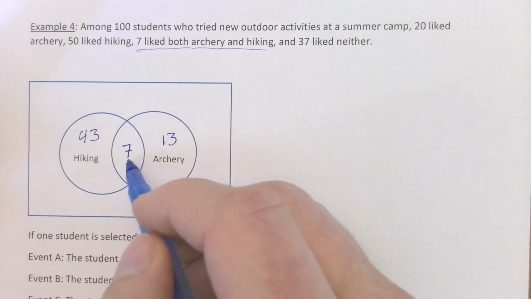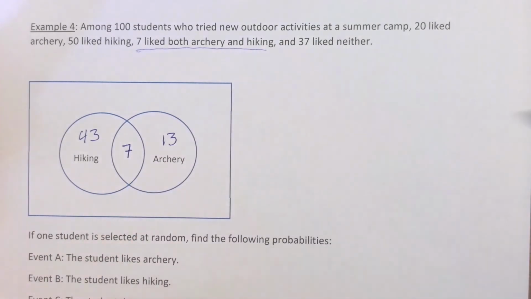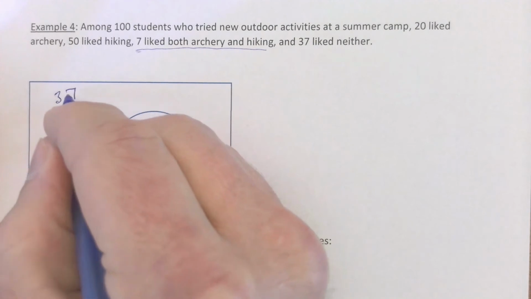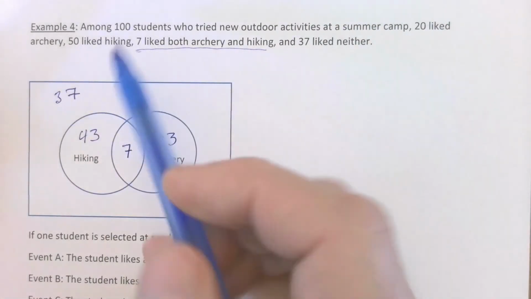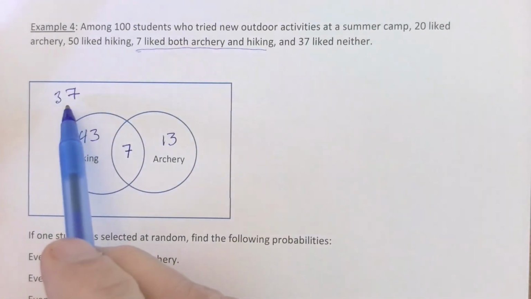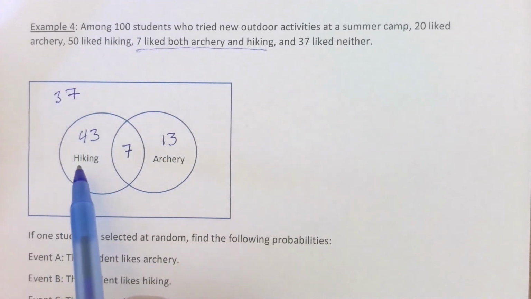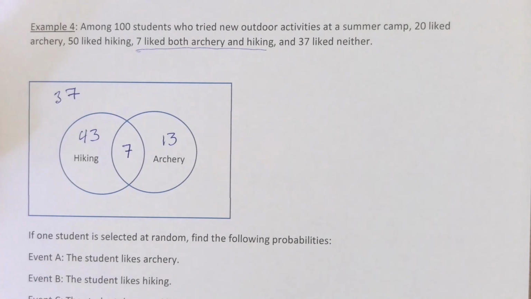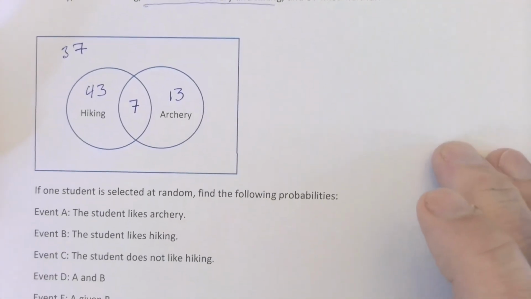Here are kids who like both hiking and archery. Now the total so far in this entire Venn diagram is 43 plus 7 is 50 plus 13, it's 63. You need 37 more to get to a total of 100. Now who are these 37 kids? They didn't like hiking. They didn't like archery either. And so this is correctly set up, and once you do this, this is a great way to figure out some probabilities.